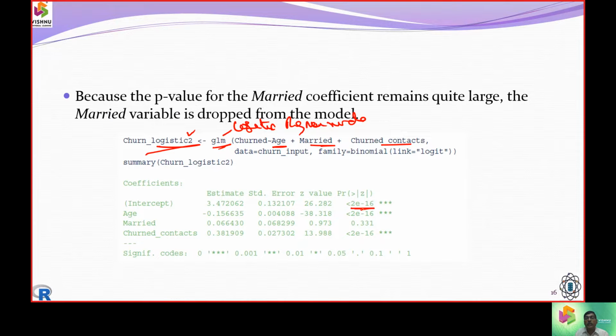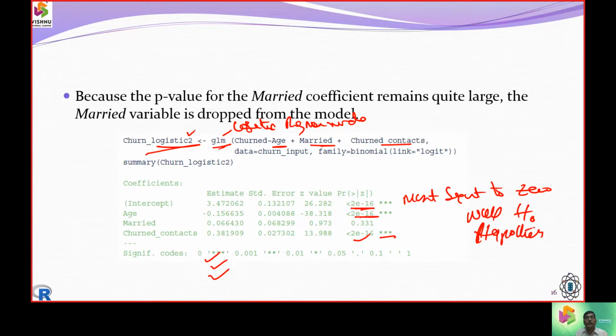So the intercept, yeah, it is nearer to 0. Then age, it is nearer to 0. Churn contacts, it is nearer to 0. So they are more significant to 0, and we can say that the null hypothesis is going to be considered.